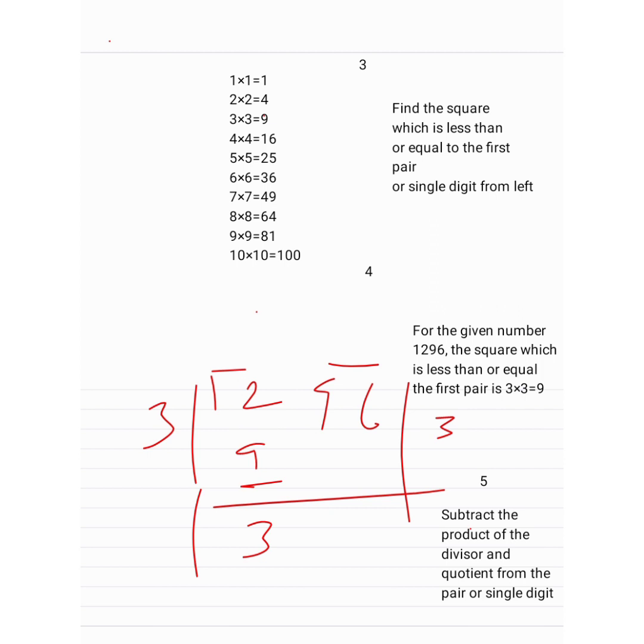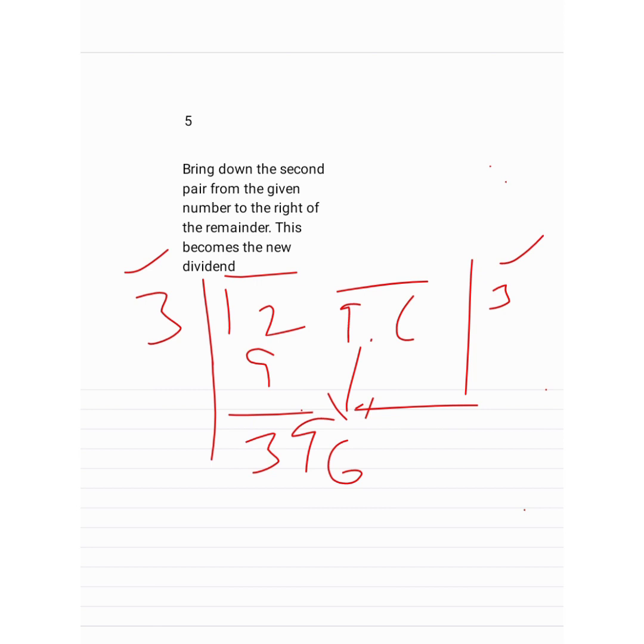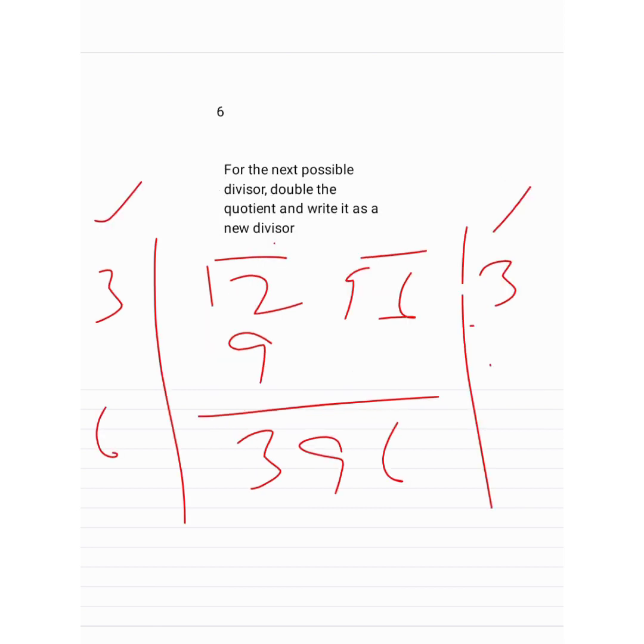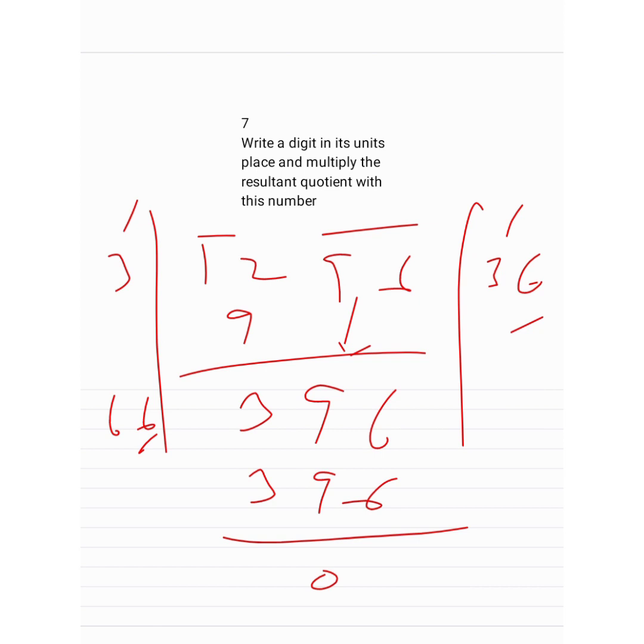Let us bring down the next pair 96 by the side of 3. It becomes equal to 396. Multiply the quotient 3 with 2 and write it as a new divisor. Therefore 2 into 3 is equal to 6. So in order to get the value 396 here, let us write 6 in the units place of quotient and divisor. Therefore 6 into 66 is equal to 396. 396 minus 396 is equal to 0.